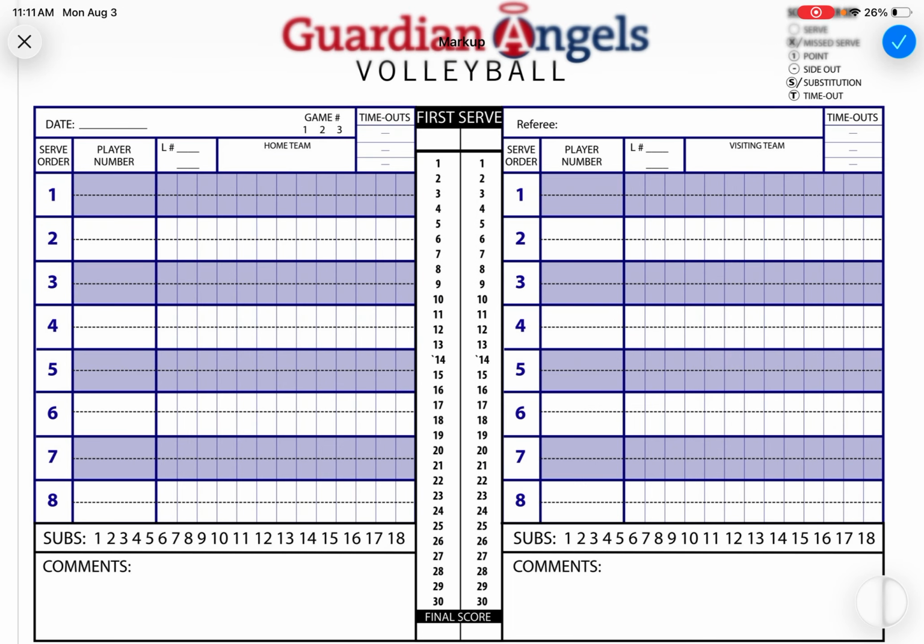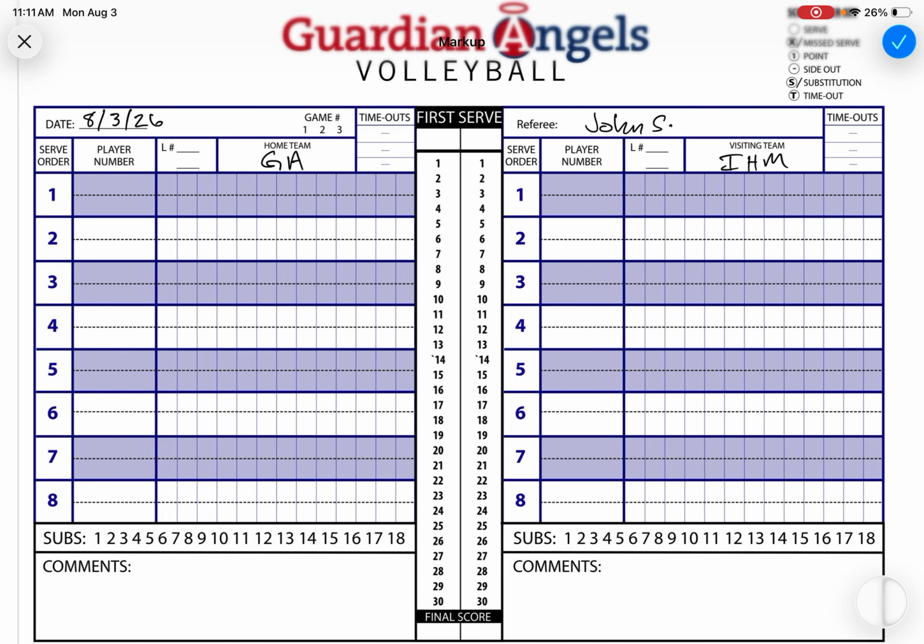Hi everyone, I'm going to explain how to keep score using our GA volleyball score sheet. So we'll start just by entering the date of the match. Today's the 3rd of August. We're going to add in our teams. GA is going to be playing IHM.